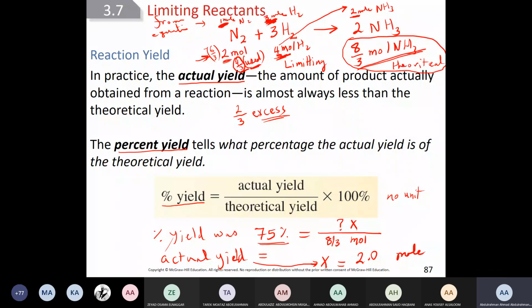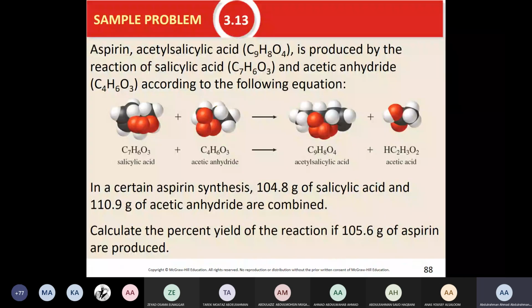All right. Let's solve this problem. I have aspirin. Do you know what aspirin is? It's a painkiller, the most famous painkiller, which is called aspirin. It is produced from salicylic acid.